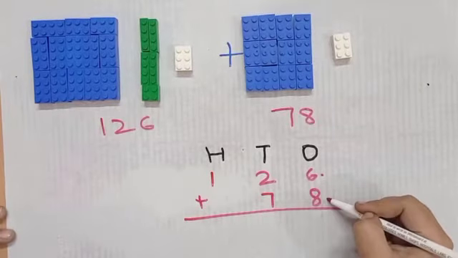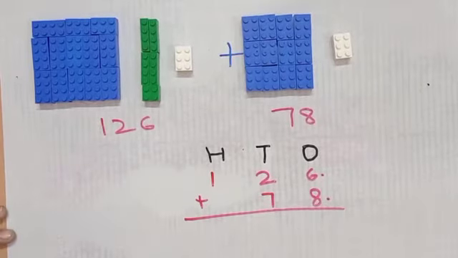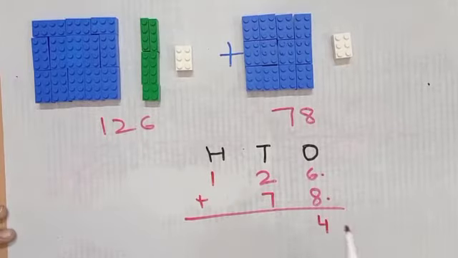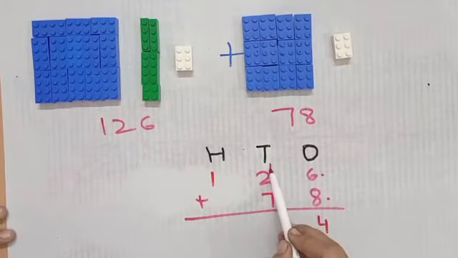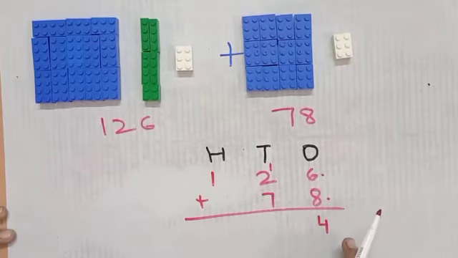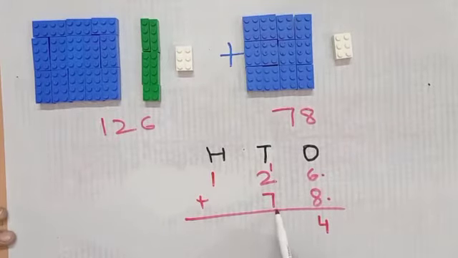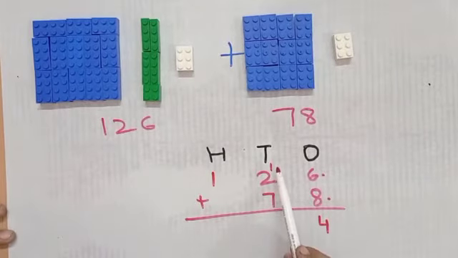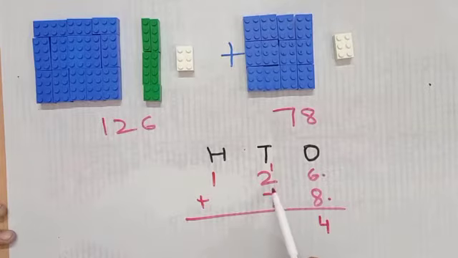Now we have to add the numbers. See, 6 plus 8 is what? 14. So we have to give 1. So this is regrouping of ones. Now we have to do the regrouping of tens. So then we have to add the numbers that are placed at tens place.